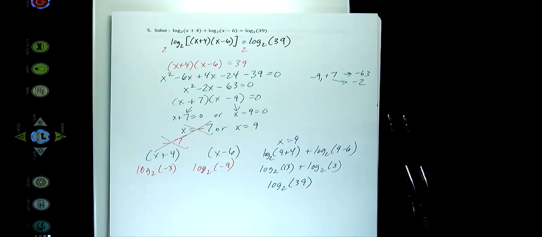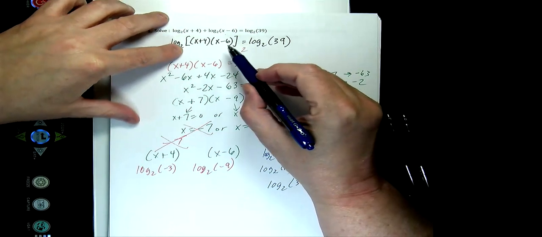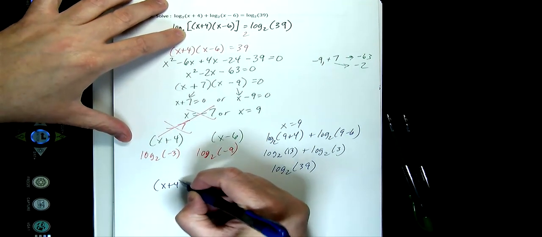Couldn't you just do the x plus 4 times x minus 6 and plug each of them in to see which gives 39? No. You don't always want to do that, because if you start with them at this step here.